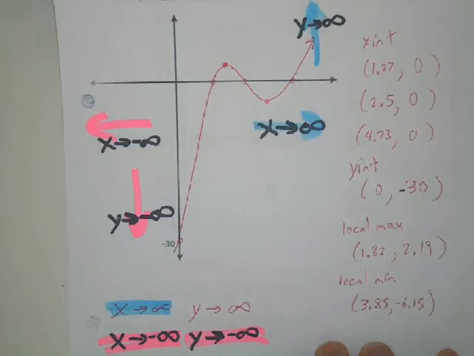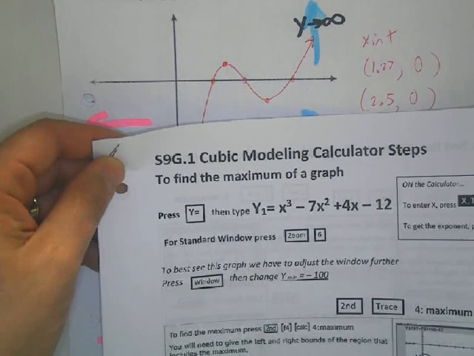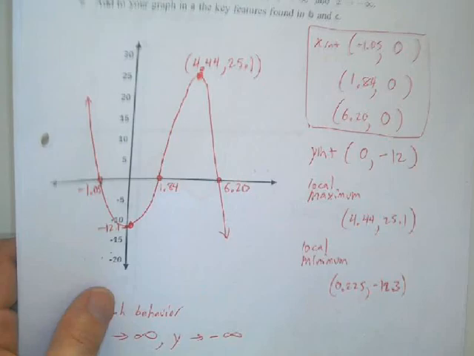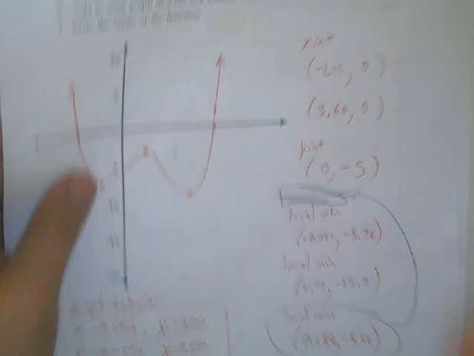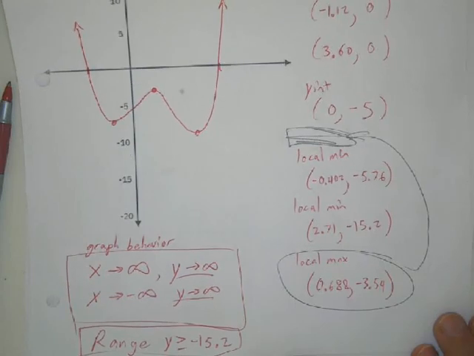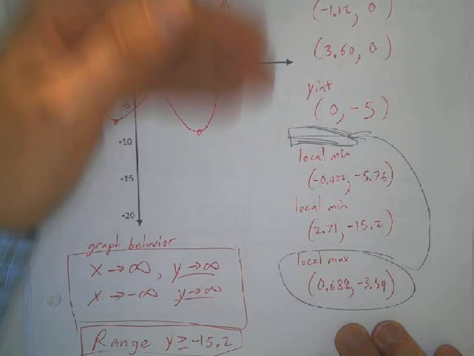Okay, you need to practice the S9G.1 steps. These are the answers. Same thing. Check your answers. Okay, last page. Check your answers. And it asks for the range because the graph doesn't go below negative 15.2.